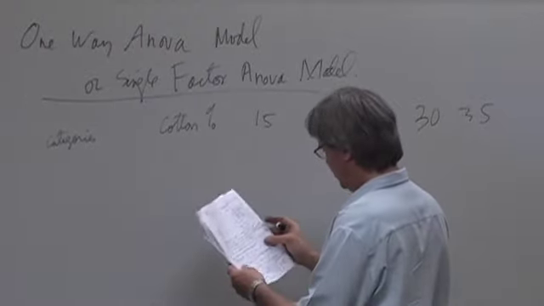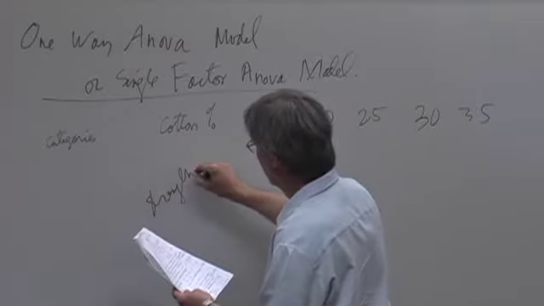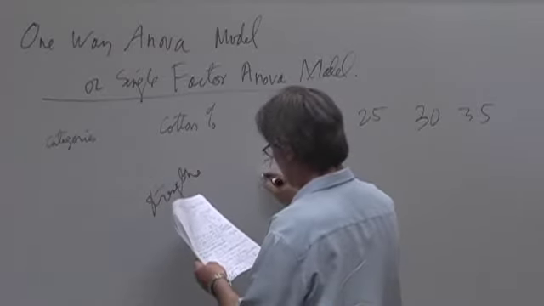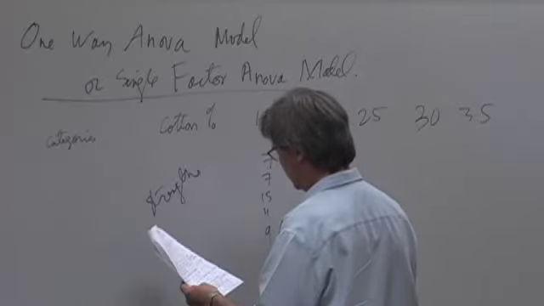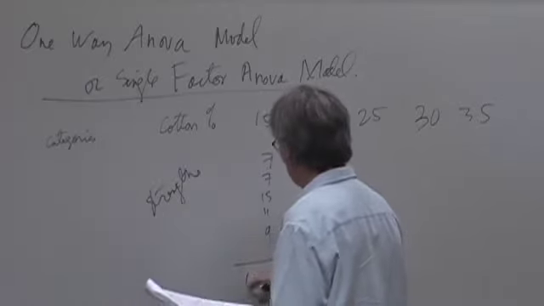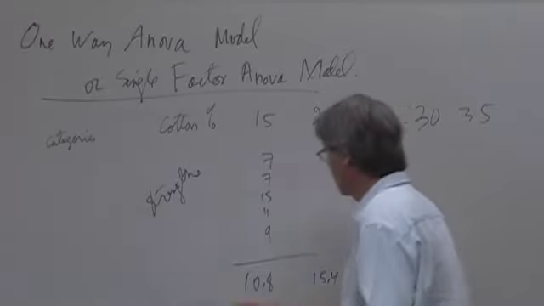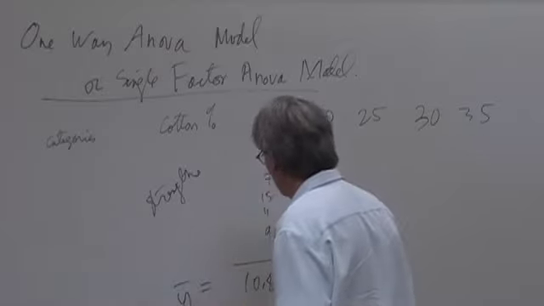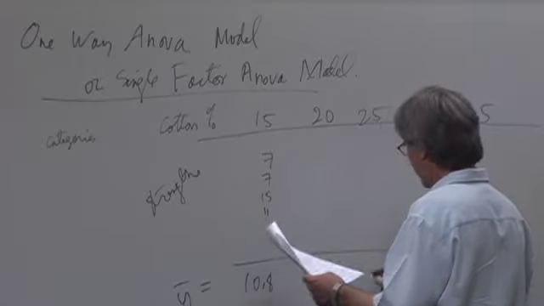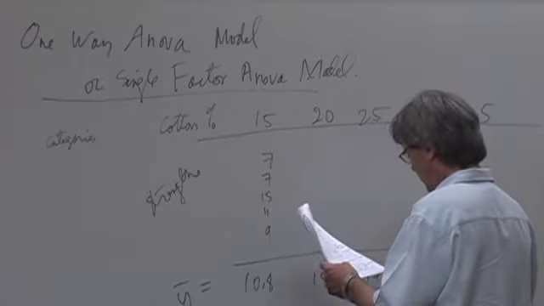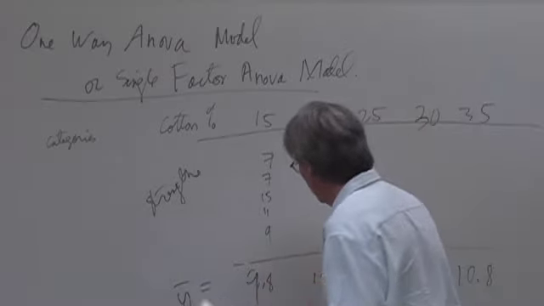So at the 15% cotton level, the strengths are 7, 7, 15, 11, and 9. Oh, the bottom of the page got cut off. You can't see the Y bars. I'll have to remember what they are. Y bar equals 10.8, 15.4, 17.6, 21.6, and 9.8.